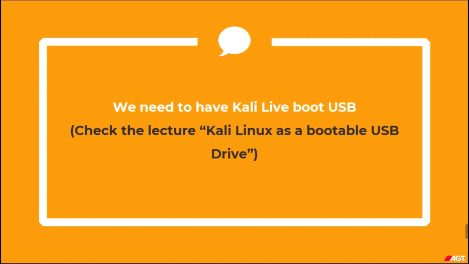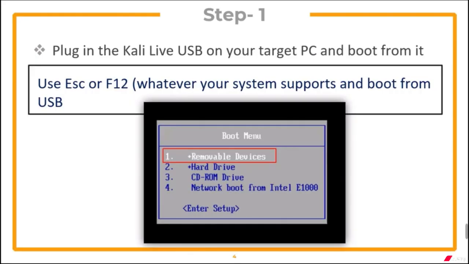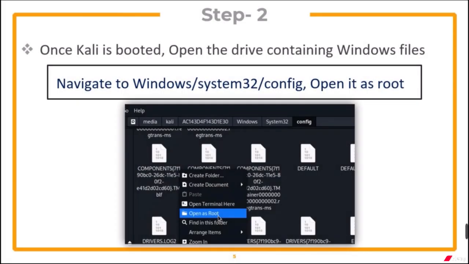You need to have Kali Live boot USB with you. You can check the lecture Kali Linux as a bootable USB drive in the previous section. Plug in the Kali Live USB on your target PC and boot from it. Use Escape or F12, whatever your system supports, to enter into the boot menu and boot from USB. Once Kali is booted, open the drive containing Windows files. Navigate to Windows, System32, config folder and open it as root.